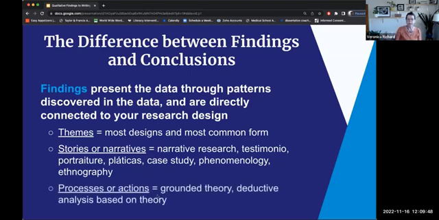Okay. And then the final aspect of the findings can also be about processes or actions. In this particular pattern, we're really looking at grounded theory or deductive analysis based on theory. We can talk more about that, but because of the time frame that we have today, I won't go into this too much. If you have any questions, I will certainly try to answer those after my portion of the presentation.